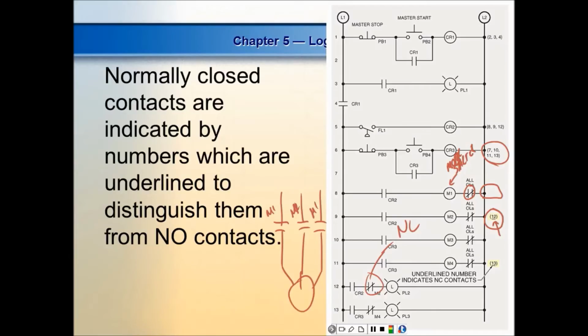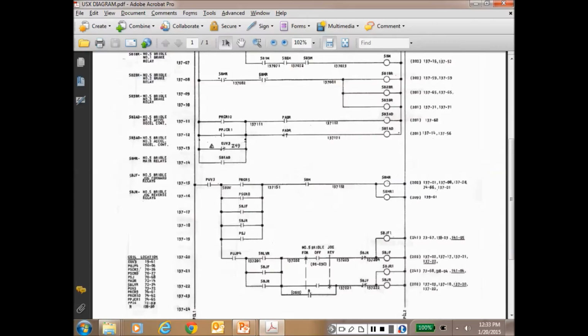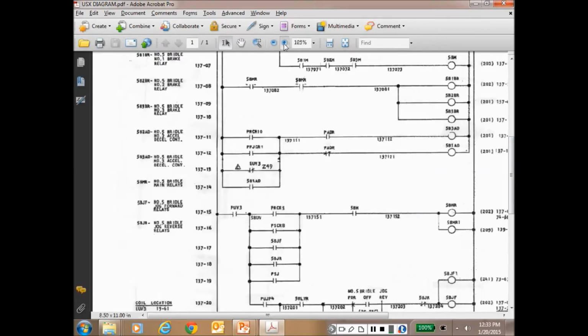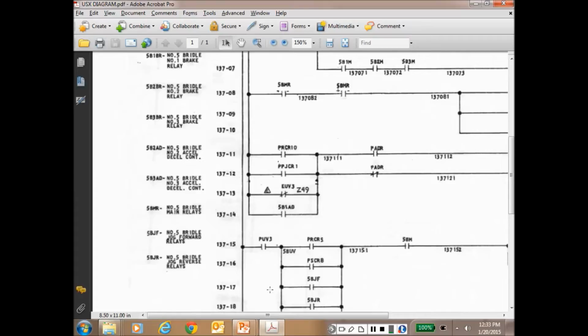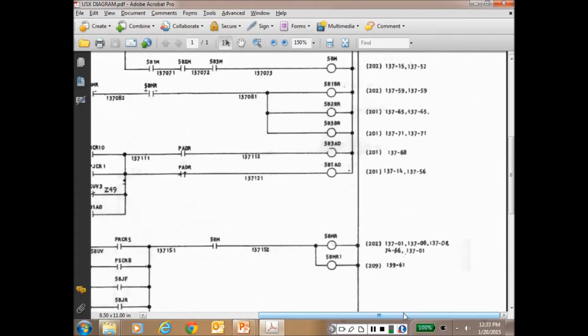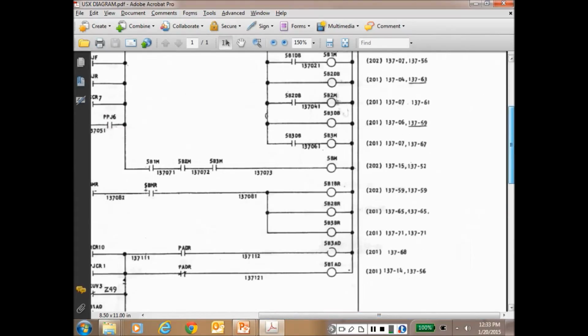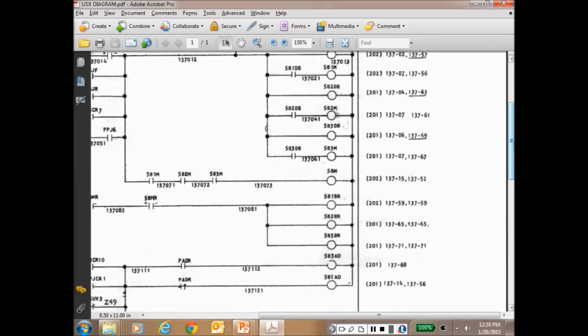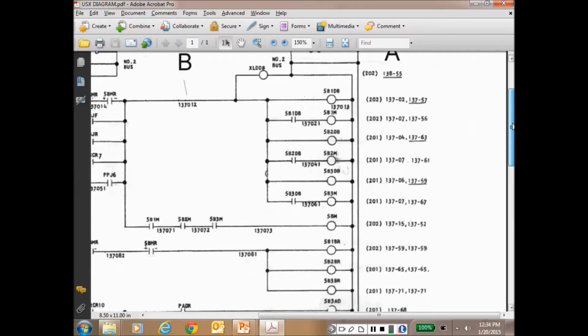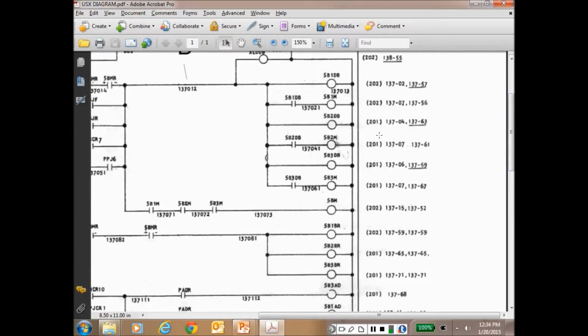So I'll go back and look at my U.S. Steel prints, and we'll zoom them up a little bit. Okay. And then we'll come over here. Right here it says, and of course, unfortunately, this print doesn't go all the way down to line 69. Let's see if we've got one that goes down to it. So here, 137.04, I'll be looking for a normally open contact in line 4.